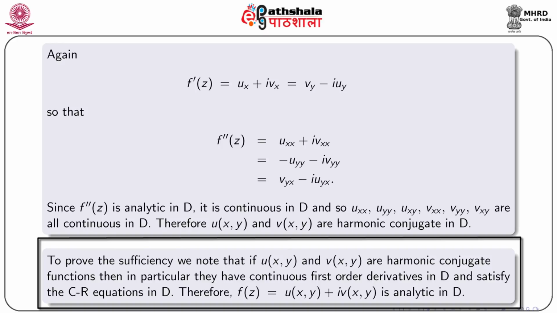So, now we prove the sufficient part. To prove the sufficiency, we note that if u and v, both functions of x and y, are harmonic conjugate functions, then in particular they have continuous first order derivatives in D and satisfy the Cauchy-Riemann equations in D. Therefore, the function f(z) = u(x,y) + i v(x,y) is analytic in D.